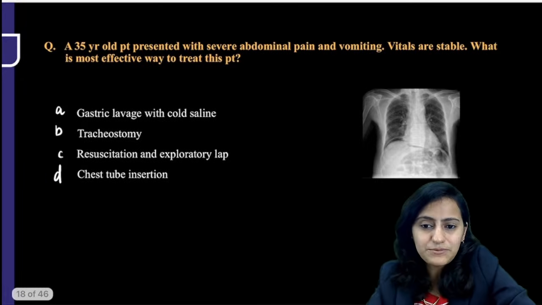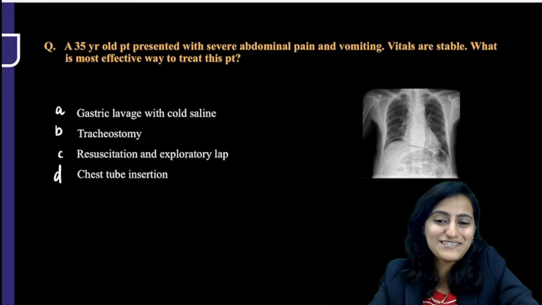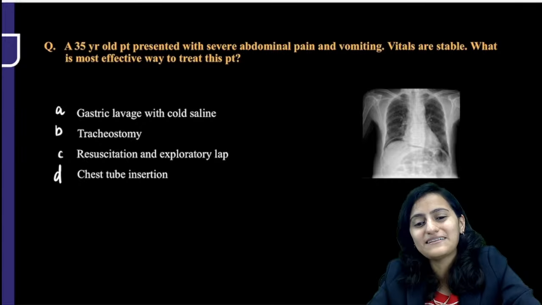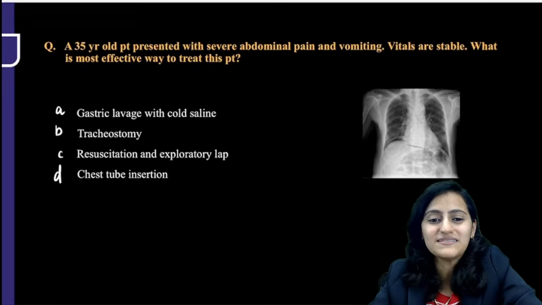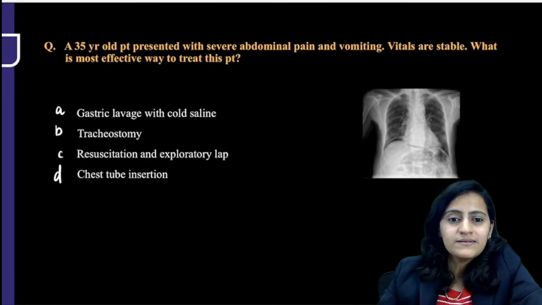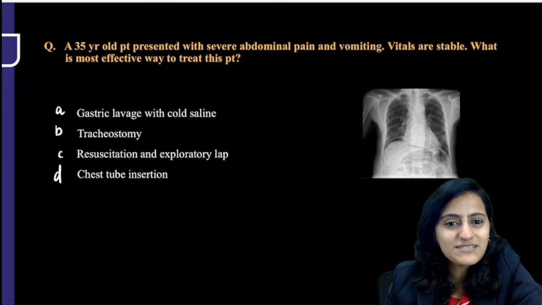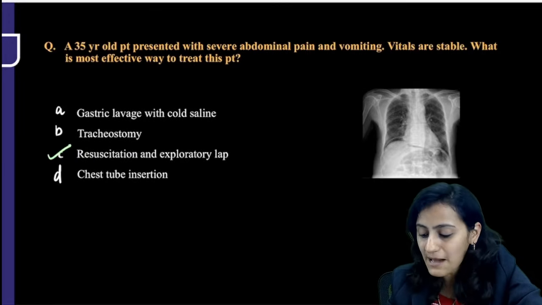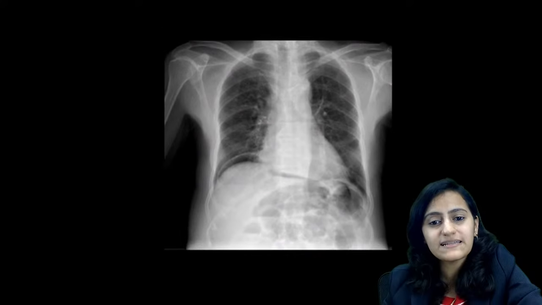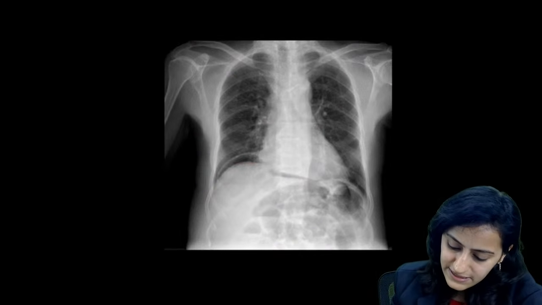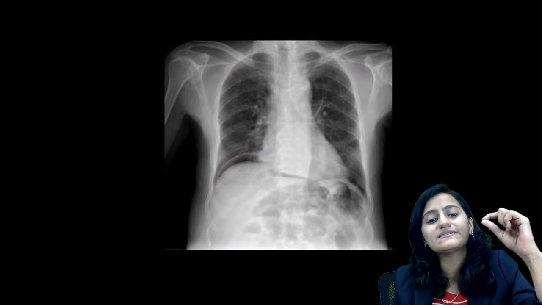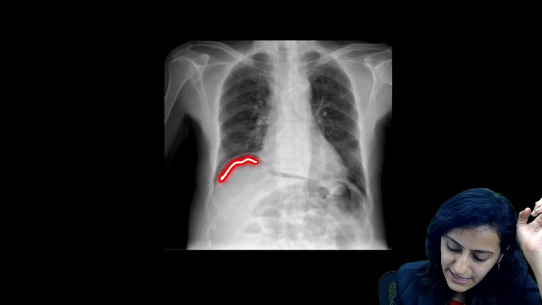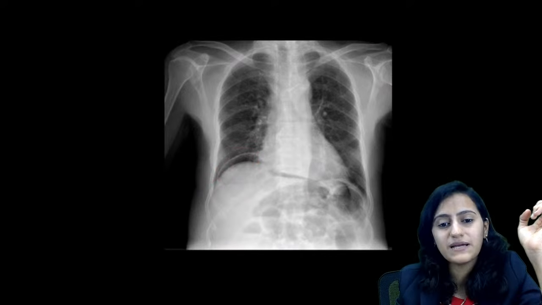Going on to the next one. Any radiology session is incomplete if I don't show you this image, because it is the most expected and a must-know image. So what is the most effective way to treat this patient? It's resuscitation and exploratory laparotomy, because what we are seeing in this image is air under the diaphragm. Understand the concept: air is black on X-ray and CT. So this is the air under the diaphragm. This is the diaphragm that we are seeing here.